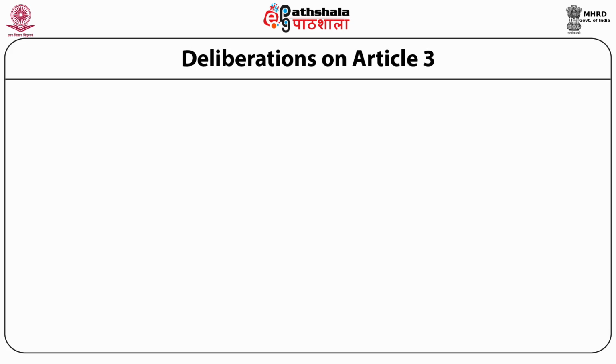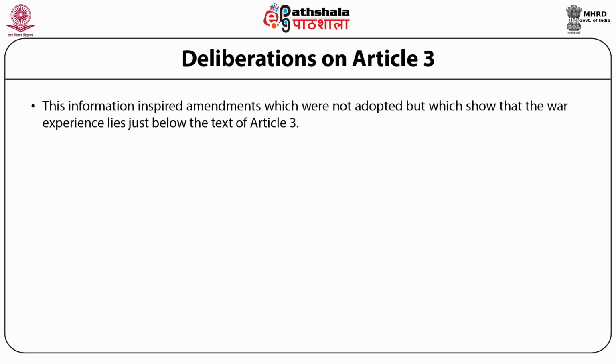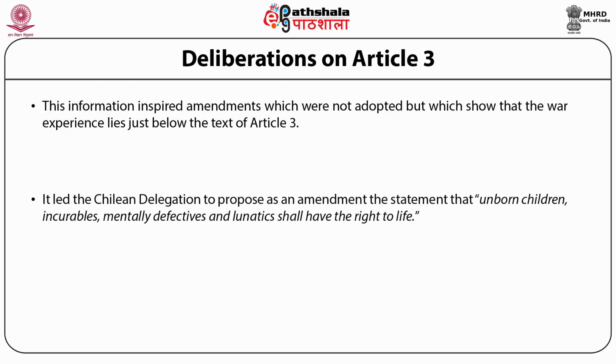So, this was the context for the deliberations on Article 3. This information inspired amendments which were not adopted but which show that the war experience lies just below the text of Article 3. The Chilean delegation, for example, proposed an amendment that unborn children, fetuses essentially, mentally defectives and lunatics shall have the right to life.